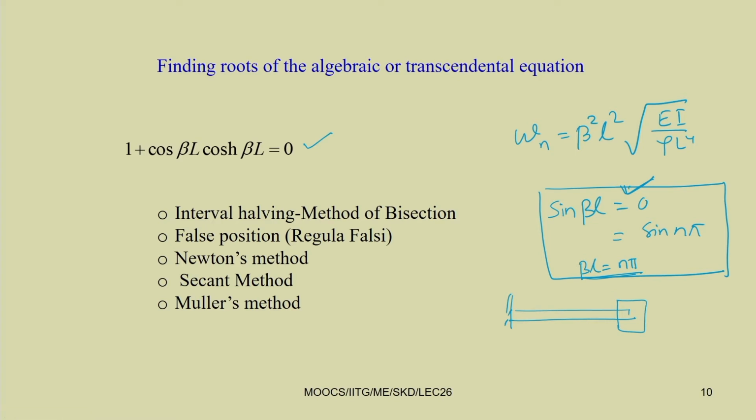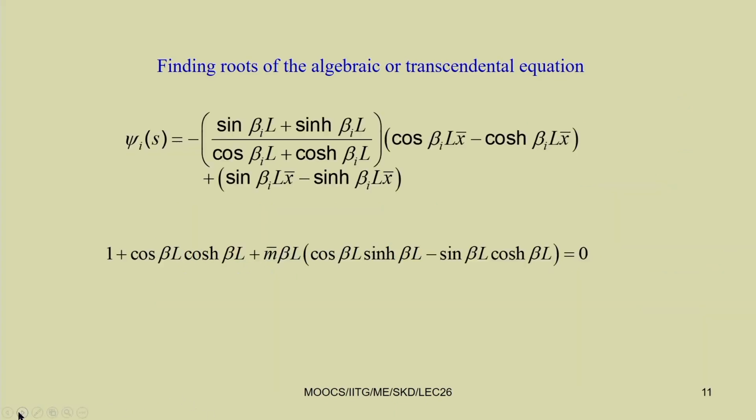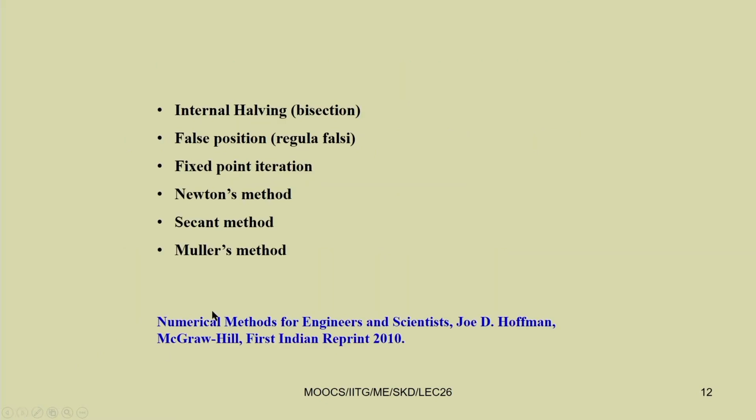So, in all these cases we may have to use different numerical techniques. For example, we can use interval halving or the method of bisection, false position or regula falsi, Newton's method, secant method and Muller method. In case of the interval halving method, for example, these are some of the other equations I already mentioned. When we are adding mass to the system, we can have an equation similar to this. You can see the book by Hoffman, Numerical Methods for Engineers and Scientists.